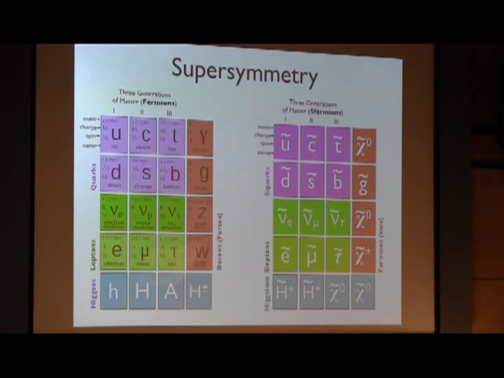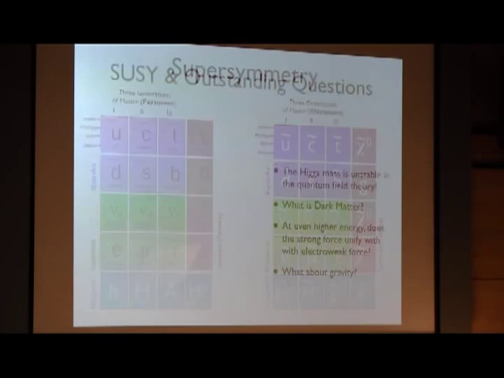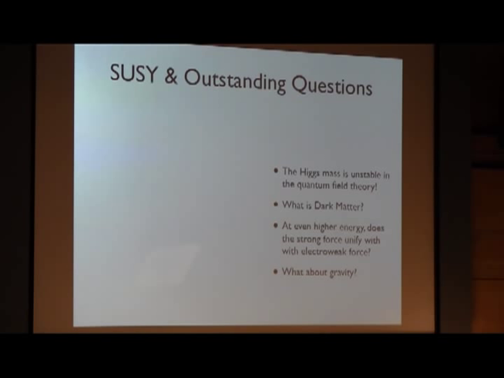So we have a whole lot of new particles, but what does that mean? So the outstanding questions are about the Higgs mass and its stability. What is the dark matter? Those two questions are relatively easy to answer. The other questions, though, have to do with unification of the strong force with the weak and electromagnetic forces. And what about gravity?